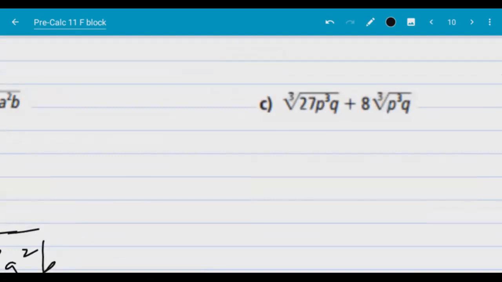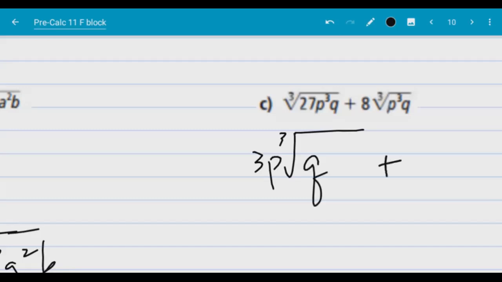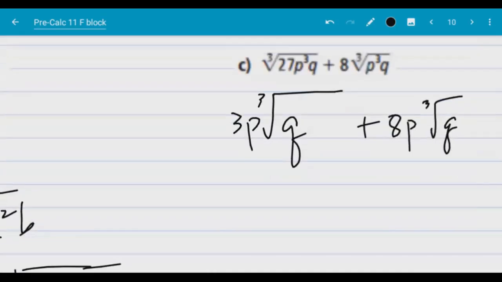27, we can probably have a cube root somewhere, right? The cube root of 27 is 3. Let's take that out. While for p, we can also take that out. What's going to remain inside is q cubed. While the other one, 8, is already outside, and then you put a p with it because p cubed has a cube root. Cube root of p cubed is p. 3p and 8p look the same, so we can put them together as 11p cube root of q.